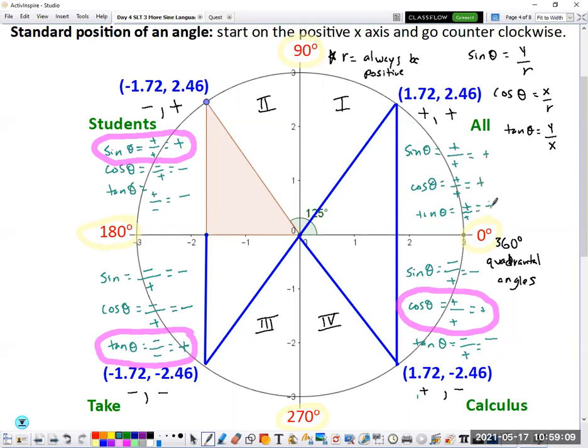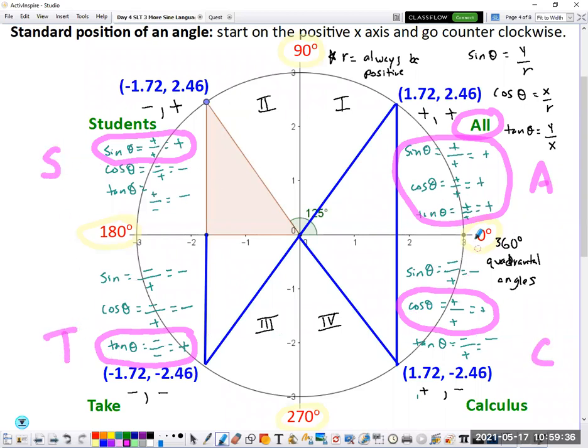Ladies and gentlemen, there is an acronym that is old as the hills to remember this. In the first quadrant, everything is positive: sine, cosine, and tangent. In the second quadrant, only the sine is positive. In the third quadrant, only the tangent is positive. In the fourth quadrant, only the cosine. A, S, T, C. It's universally known as all students take calculus.